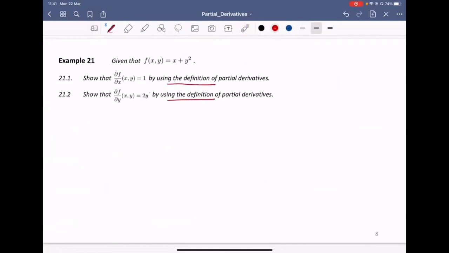The question forces you to use the definition because I say, show that the partial derivative with respect to x is equal to that by using the definition of partial derivative. If the question states like this on the exam or on the quiz, whatever, you have to use the definition because I want to test you on how to use the definition. I didn't test you on how to use a formula. If you want to use a formula, it's easy, right? Differentiate with respect to x, 1 plus 0, this is 1. Because you just say, hey, y is constant, done.